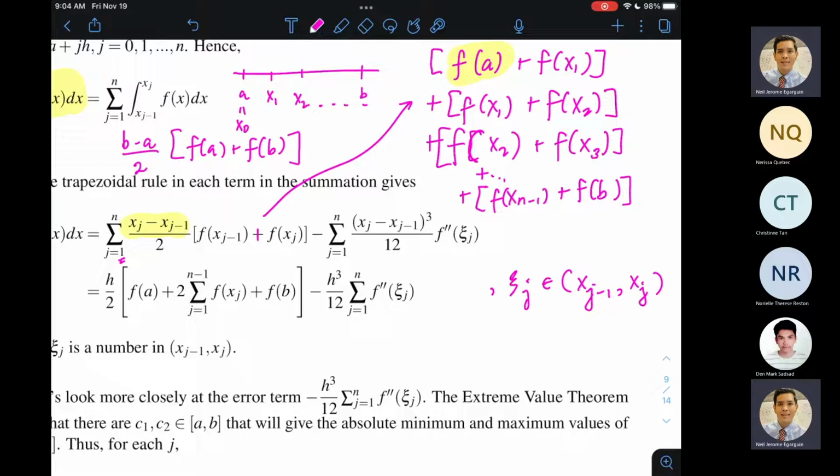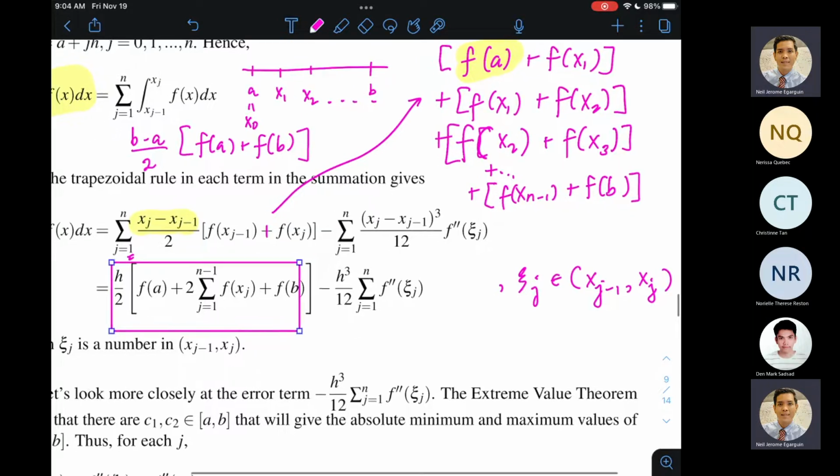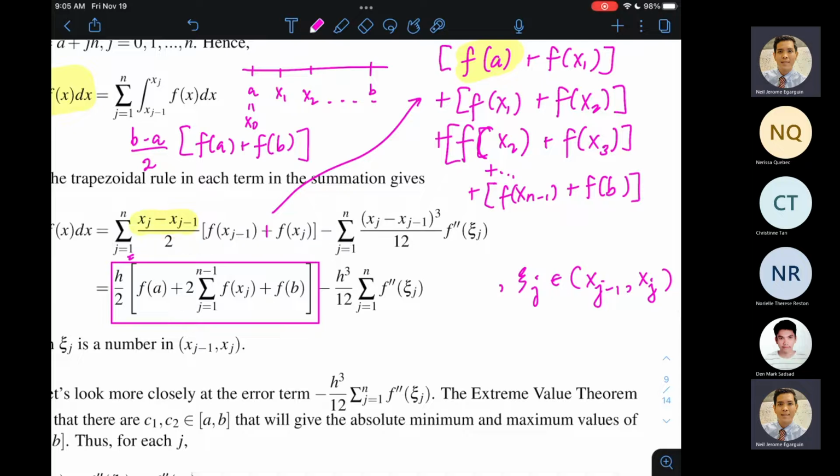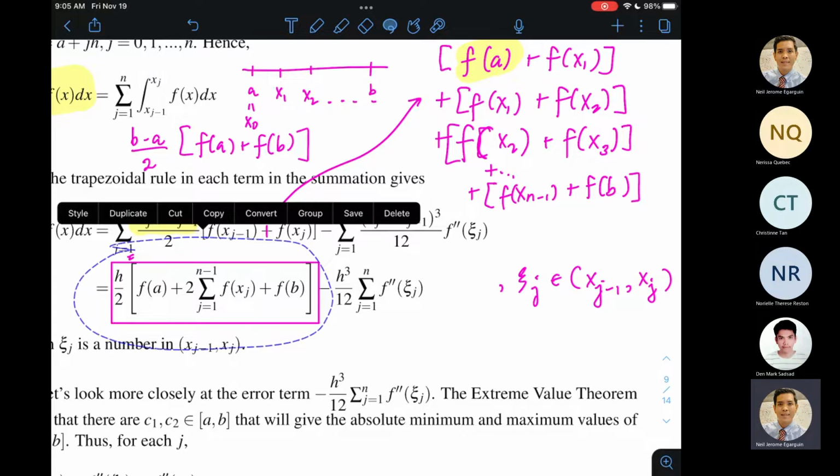And this is actually our composite trapezoidal rule when equally spaced abscissas were used. Pero kung again, hindi equally spaced, then ito yung gagamitin nyo. Okay? Let me just copy this out for later.